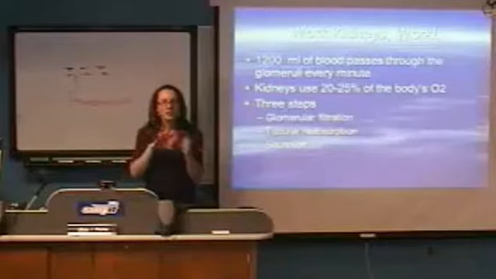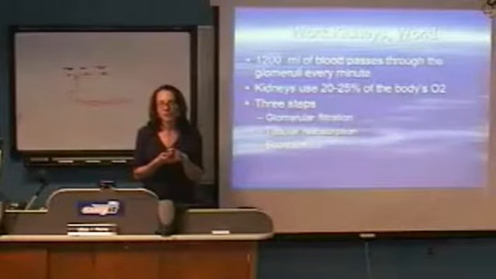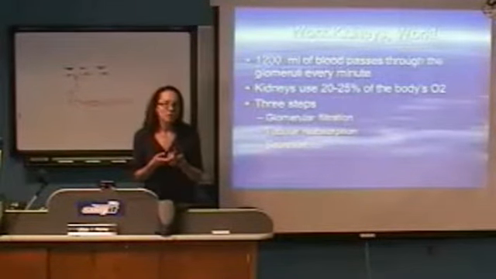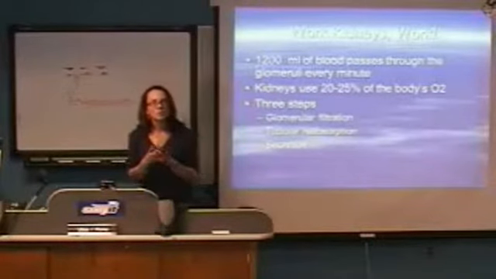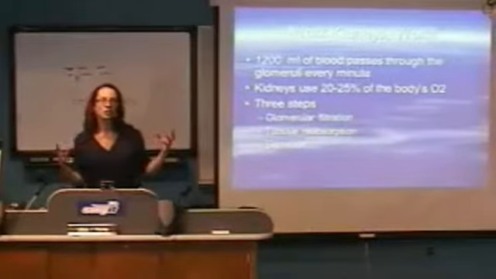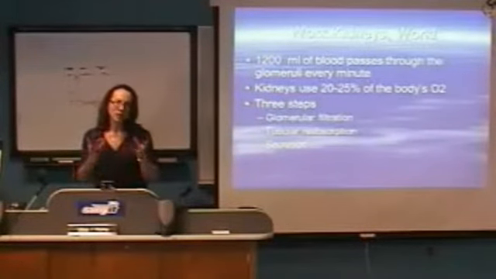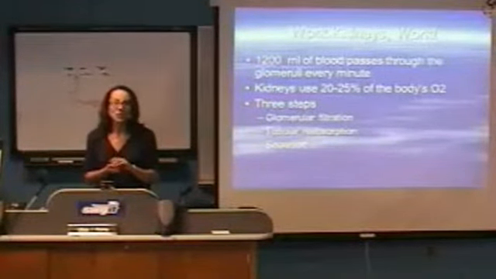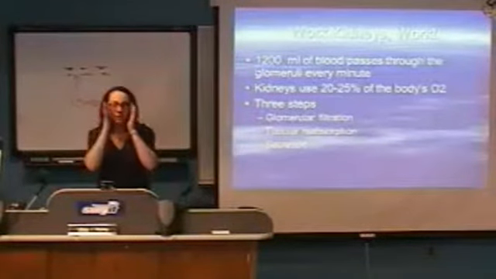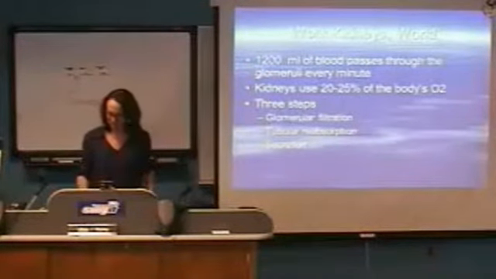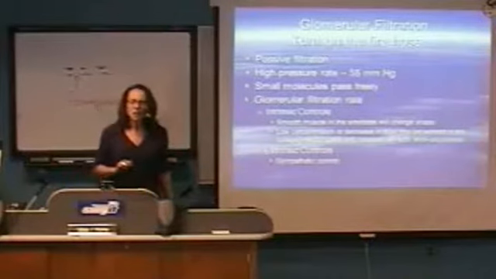Glomerular filtration, we talked about. Bringing in blood, filtering it through those glomerular capillaries. Tubular reabsorption is when we take substances out of the tubes and send them back to the blood. And once again, we do that through the peritubular capillaries. Secretion would be the creation of urine. Okay, so we've talked about this.